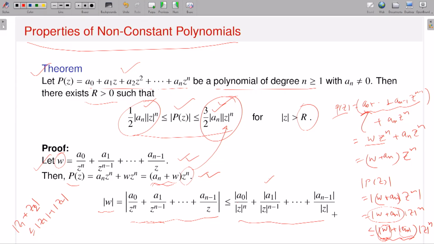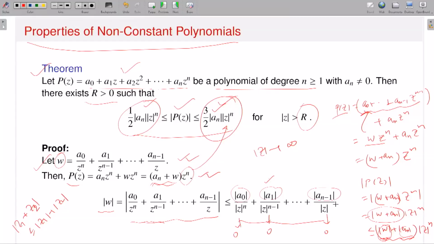Why? Because since p is a polynomial, a_0, a_1 up to a_(n-1) and a_n are fixed numbers. Therefore the numerators are fixed complex numbers. Now look at the denominator: |z|^n, |z|^(n-1), up to the modulus of z. If |z| approaches infinity, taking larger and larger values, then what will happen? This approaches 0, this approaches 0, this approaches 0, right? I can do that because a_0, a_1 up to a_n are fixed. So if |z| approaches infinity, each of the terms goes to 0. Therefore I can make this sum very small if |z| is large enough.